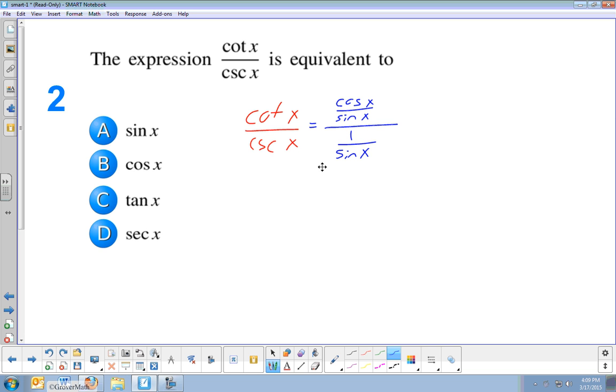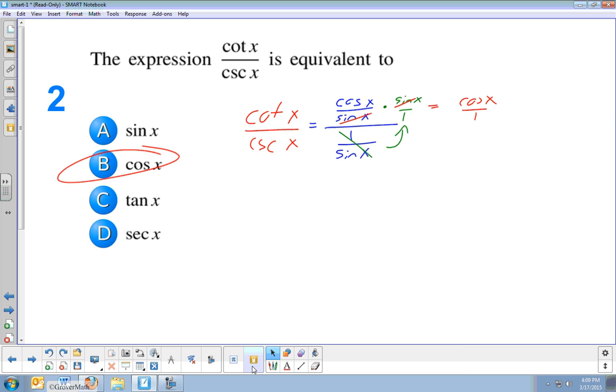Some problems will use x, some problems will use theta, some problems will use a, but you do want to write it each time. And when I have a fraction divided by a fraction, I change it to a multiplication of the reciprocal. So instead of 1 over sine x, it's sine x over 1. And that will get rid of that down there. Simplifying this, once again, I could cross out my sines, and I'm left with a cosine x on top over 1, and so it's just cosine x.